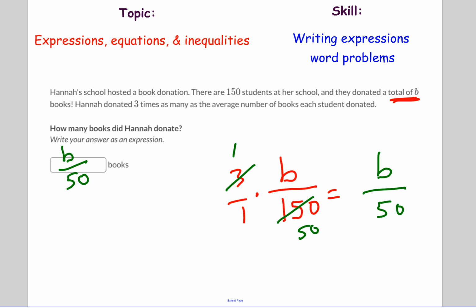All right. You might have to watch this one a couple times to think of it, because this is a tough one. Like, how do you donate something divided by 50 books? But if you think about it, this B is actually the total number of books. So she donated that number divided by 50. That's how many books she donated.